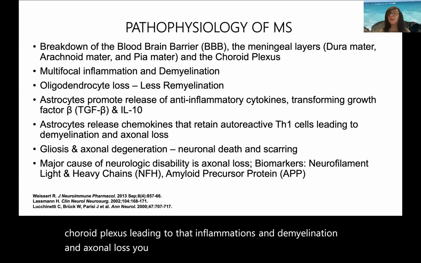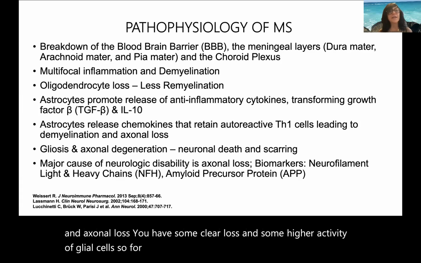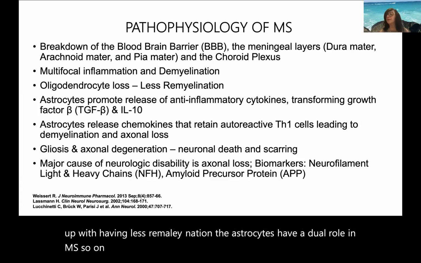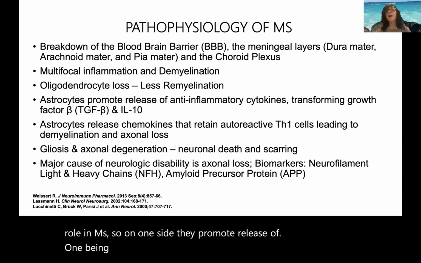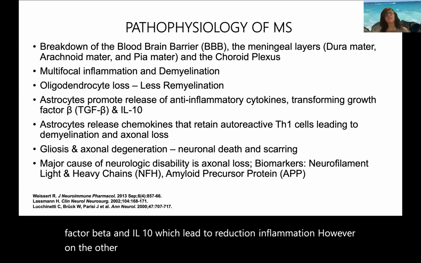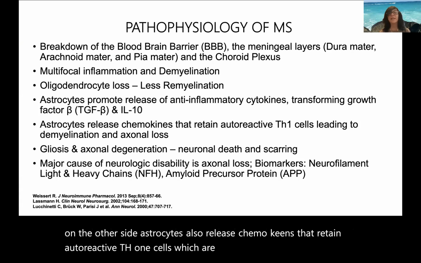You have some glia loss and some higher activity of glia cells. For example, oligodendrocyte loss, so then you end up with less remyelination. The astrocytes have a dual role in MS. On one side, they promote release of anti-inflammatory cytokines, such as transforming growth factor beta and IL-10, which lead to reduction in inflammation. However, on the other side, astrocytes also release chemokines that retain autoreactive Th1 cells, which are pro-inflammatory, and they lead to demyelination and axonal loss.